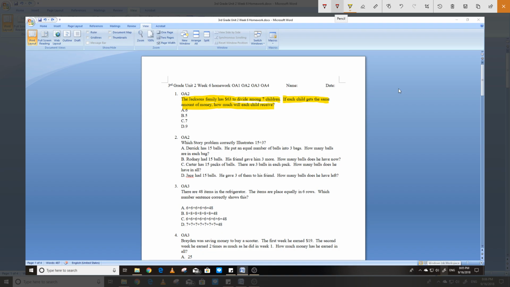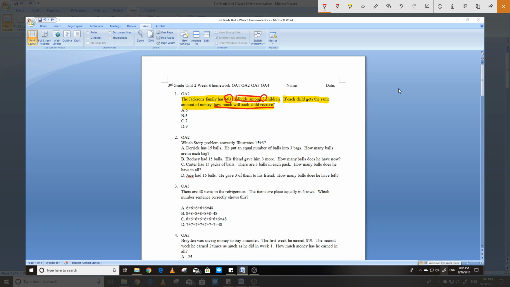So this question is very, very important. You will first circle the numbers and then underline the question, how much will each child receive, and box the clue. So the clue here is divided among. Since it says divided, we know we need to divide here, and there are 2 numbers, so we're going to divide 7 into 63.